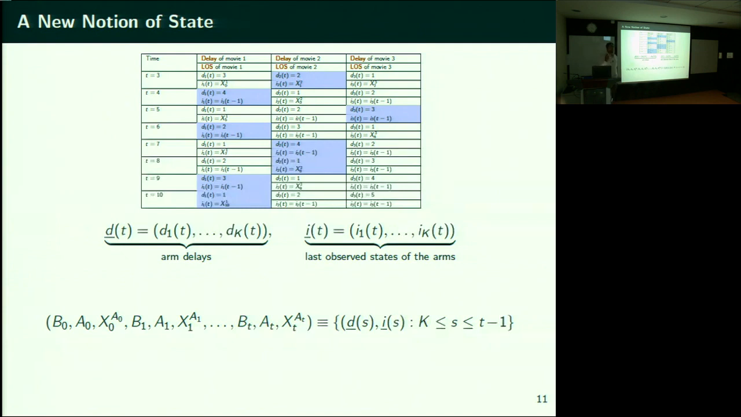This delay and last observed state doesn't make sense until you have seen each movie once. You cannot associate the last observed state if you haven't even observed that movie. So I'm going to stand at time t equal to k. This table is for k equal to 3. I'm going to start computing the last observed states and the delays from that time onwards.